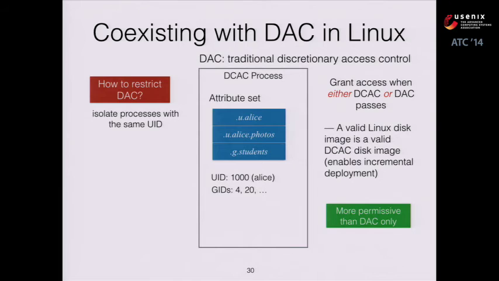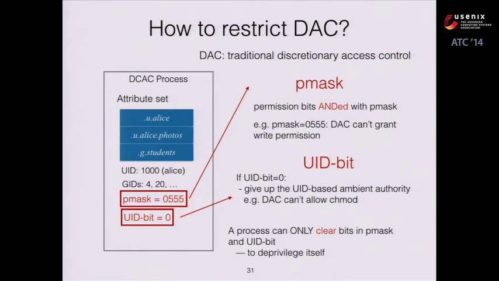So we need a way to restrict DAC in many cases, because we want to isolate processes with the same UID but different attributes. Therefore, we introduce two new pieces of state in the DCAC process, pmask and UID bit. The pmask is used to restrict the permission bits on files. So before the permission bits are passed to a DAC check, they will first be ANDed with the pmask. Therefore, if the pmask is 555, it means DAC cannot grant any write permission. And for the UID bit, if it's 0, it means the process gives up the UID-based ambient authority in DAC, which means, for example, DAC cannot allow the process to chmod.